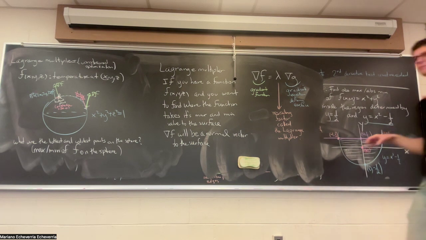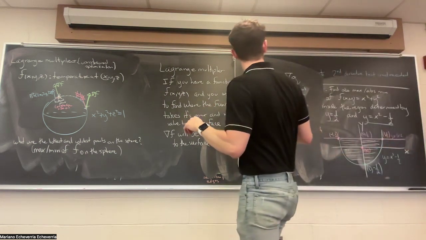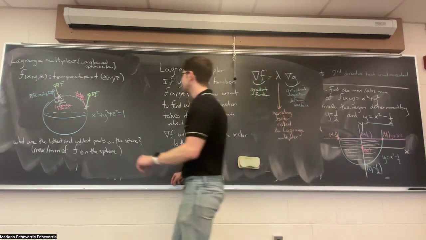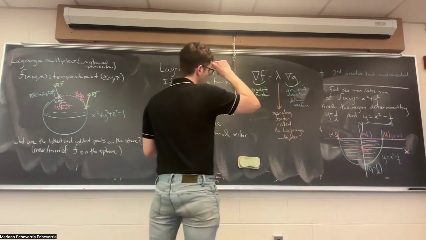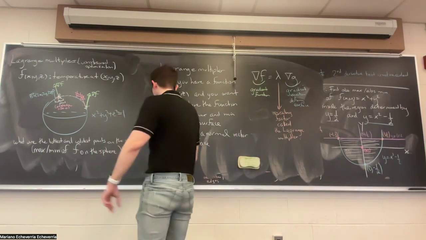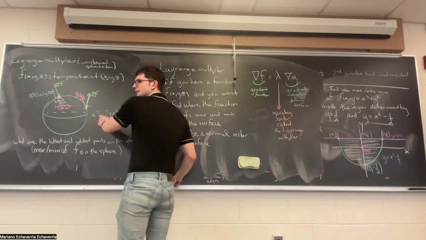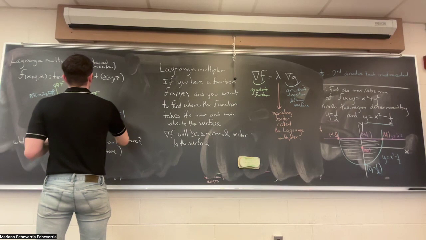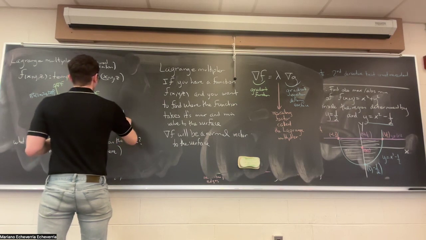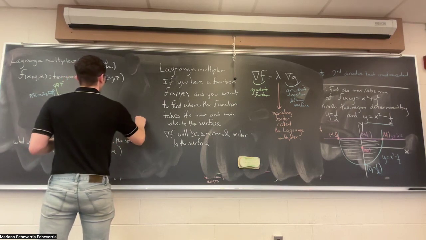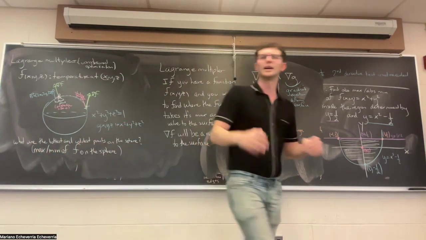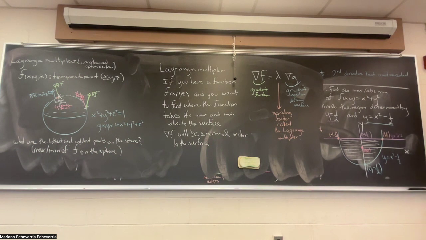What's G? Oh, sorry. G is kind of like the name for the equation. So for example, in this case, G would be x squared plus y squared plus z squared equals 1. You don't have to include the 1, that doesn't matter, because those two would have the same gradient. So G just means the function that defines the equation of the surface.